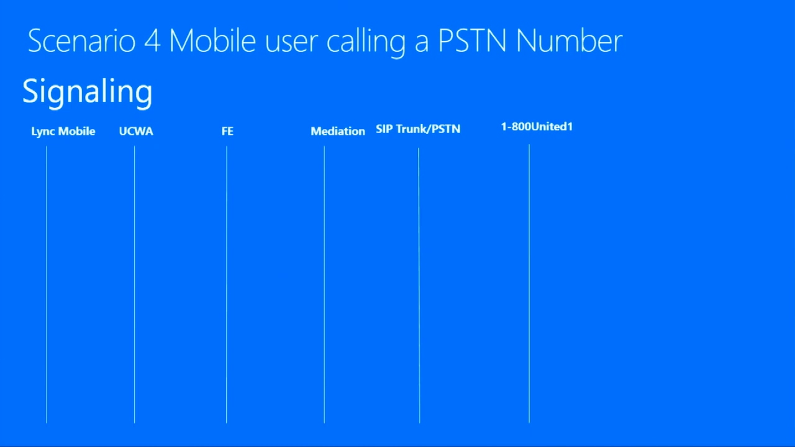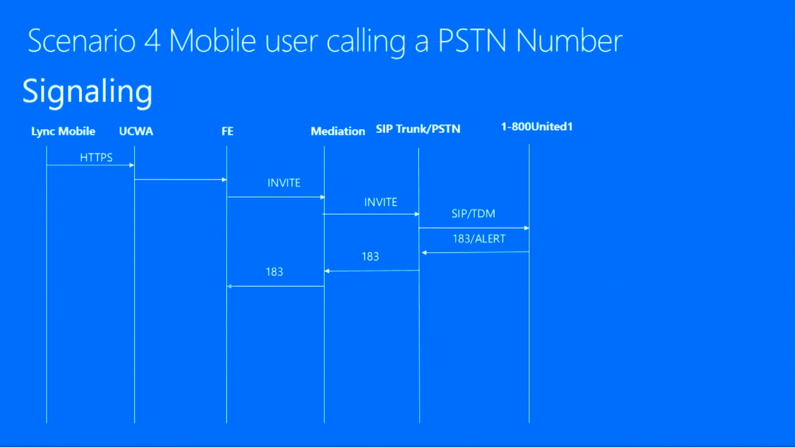Good. Calls happen through HTTPS to UCWA, and through a SIP invite from your front end all the way to the number. You should be expecting a SIP 200 OK from your caller. You will have an alert first, going all the way to your Lync mobile, and there you go. Some connectivity over here. So it sounds simple.